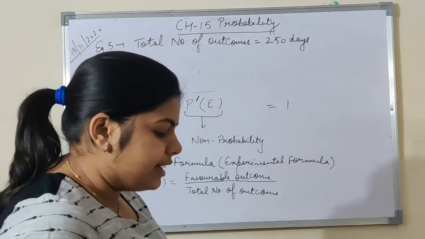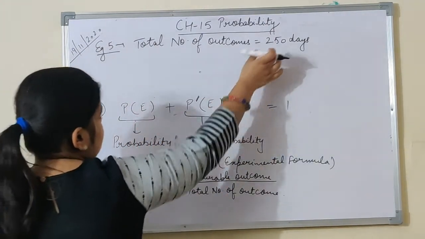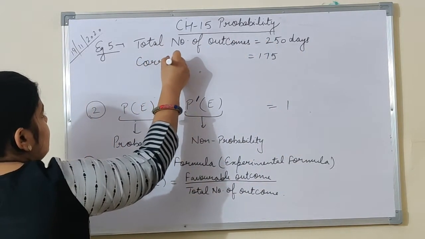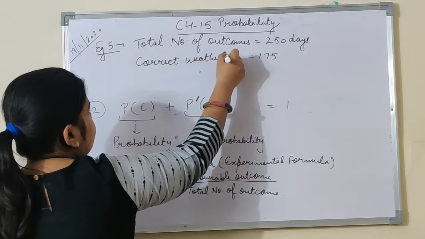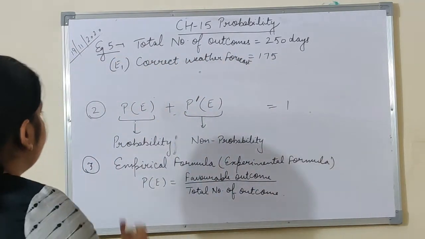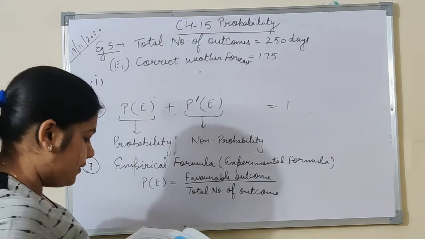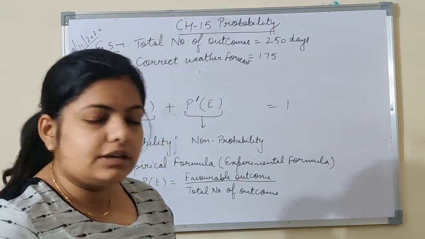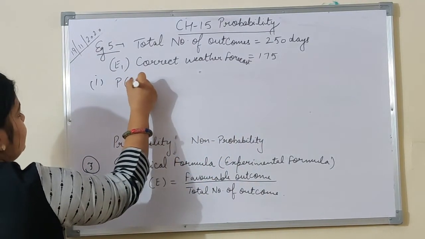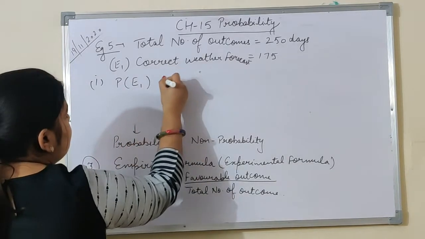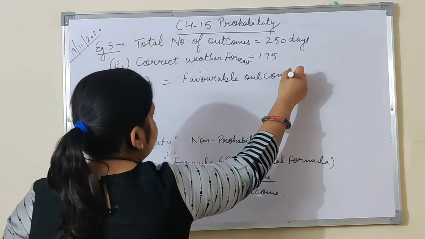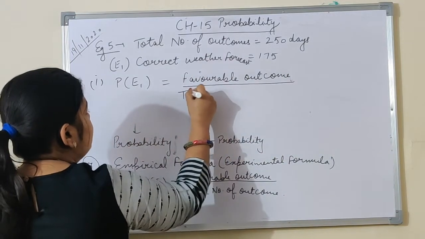Then it says its weather forecasts were correct. Out of the 250 days, how many were correct weather forecasts? 175 times. That means this is the correct weather forecast, and I can write this as event 1 also. Now in the first part we have to find the probability that on a given day it was correct, that is, the probability of the correct weather forecast. That means we have to find the probability of event 1. Before doing this question, we will first write the formula, as you all know: favorable outcomes divided by total number of outcomes.